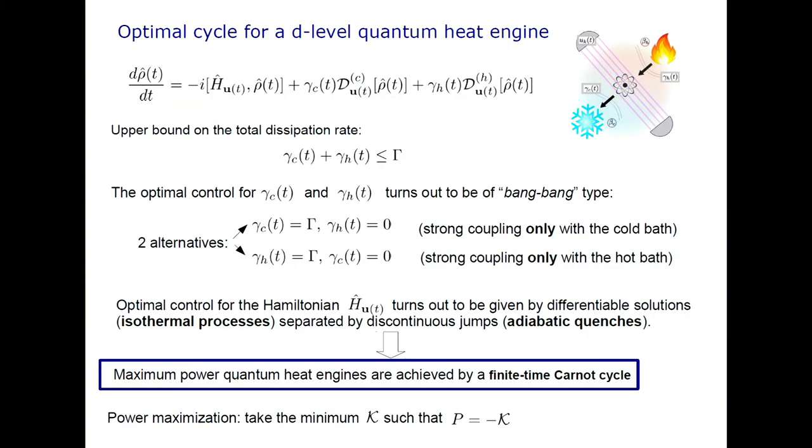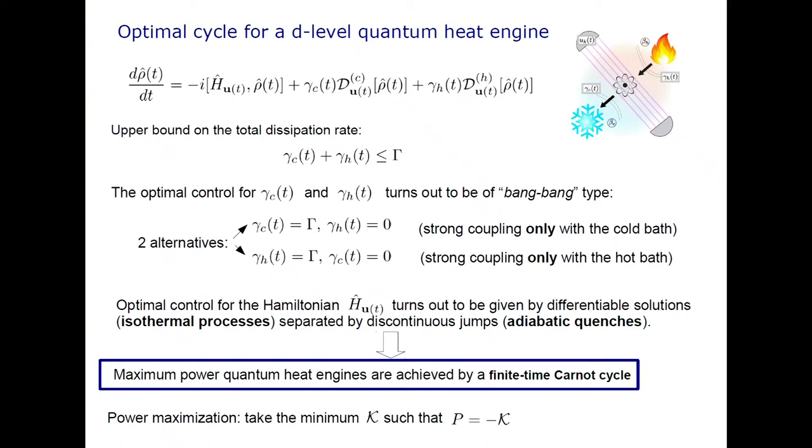But before going to the qubit, we may ask, what's the general cycle for a D-level quantum system in general? What kind of transformations are optimal? If you first optimize the damping rates, it turns out that the best strategy is a bang-bang type control. You couple at maximum rate with the hot bath, or you couple at maximum rate with the cold bath. There are no intermediate situations.